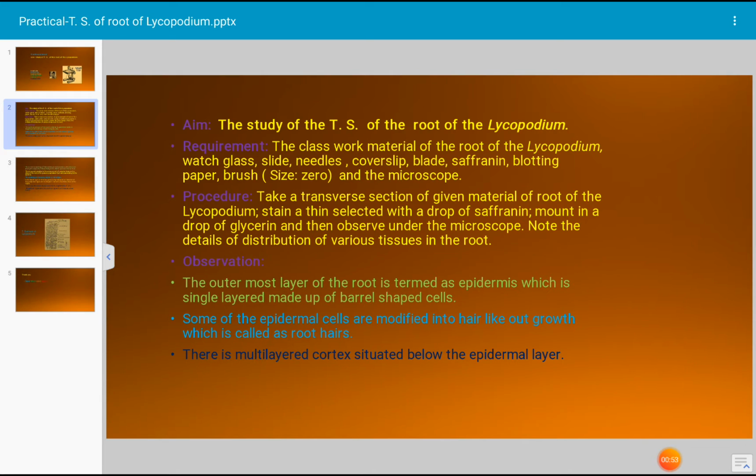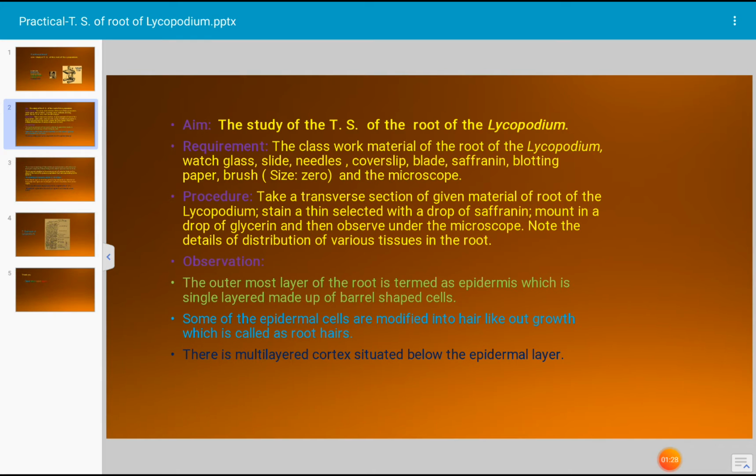Procedure of the practical. Take a transverse section of given material with the help of new blade and select a very thin section and stain with a drop of safranin. Remove that stained section and mount in a drop of glycerin and then observe under the microscope. Note the details of distribution of various tissue in the root. What we have to observe in the slide?